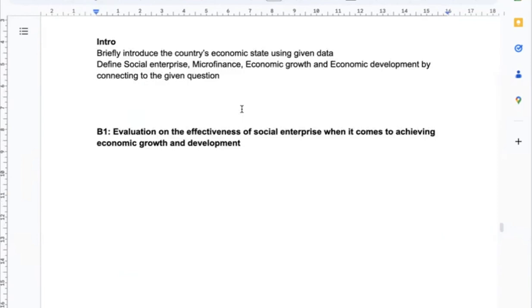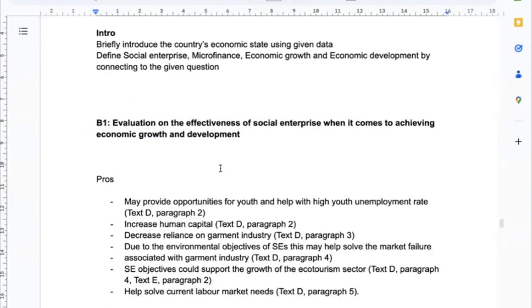In Body 1, the evaluation will be on the effectiveness of social enterprise when it comes to achieving economic growth and development. First, let me start with its pros. Social enterprise can provide job and training opportunities for young people and contribute to decrease high youth unemployment rates, which can be an answer to solve the current labor market needs. And it can contribute to increase human capital in the country.